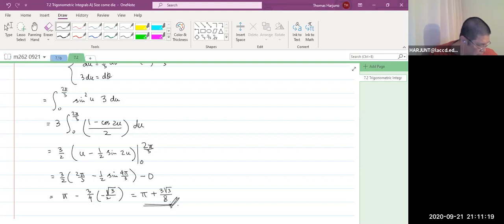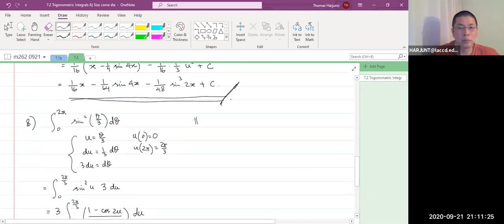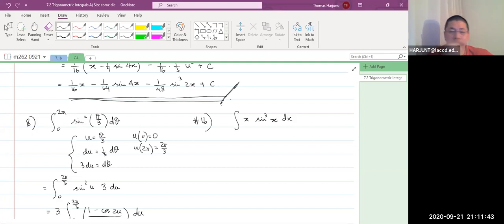How about number 16? Ah, that one seems to be interesting. Number 16. Integral of x sine cube x dx. To integrate sine cube, I don't think I can do it directly. Should we do it separately? I think so. Okay, let's try.